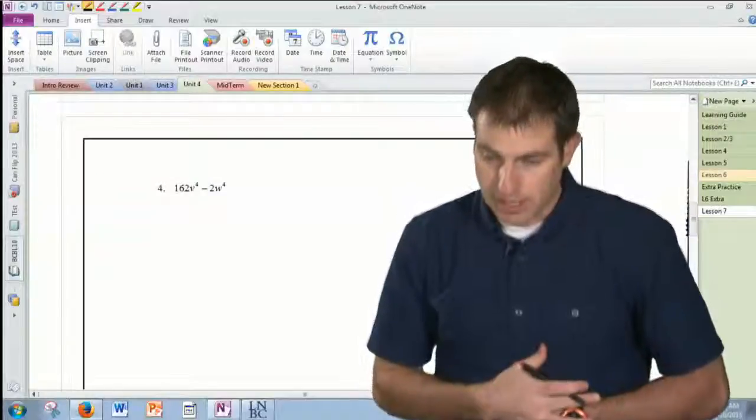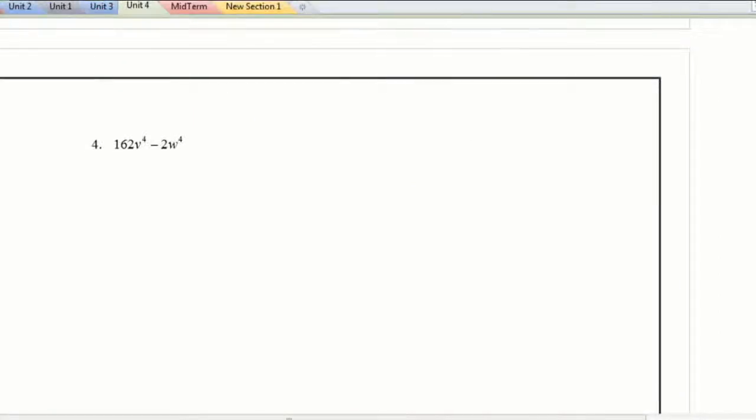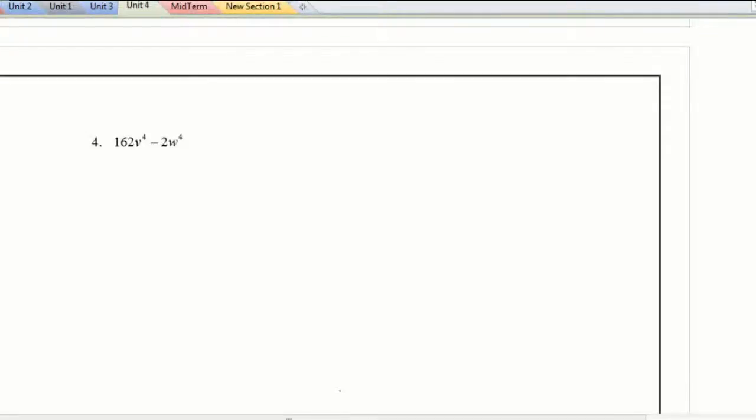All right, 162 v to the power of 4 minus 2w to the power of 4. Do I have a difference of squares? Well, the first thing I notice is the difference, so that's good. But 2 is not a perfect square. So I don't have a difference of squares here. So, all right, it's not a difference of squares.